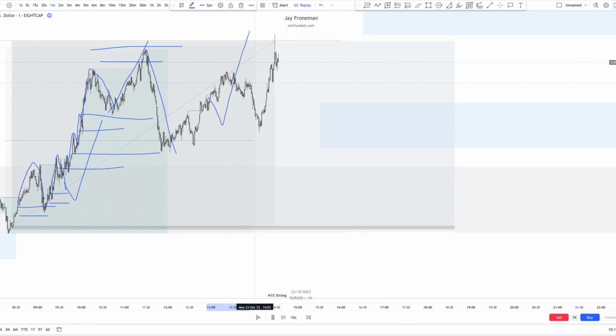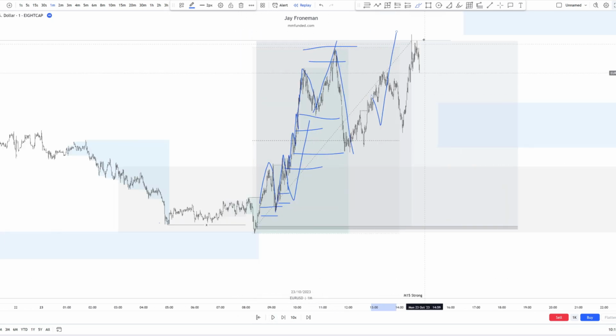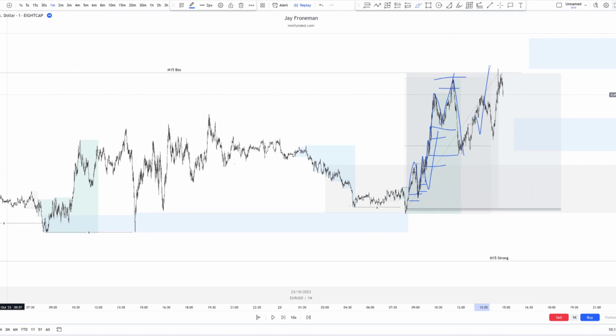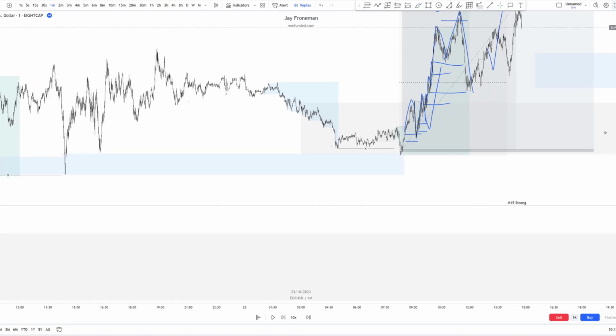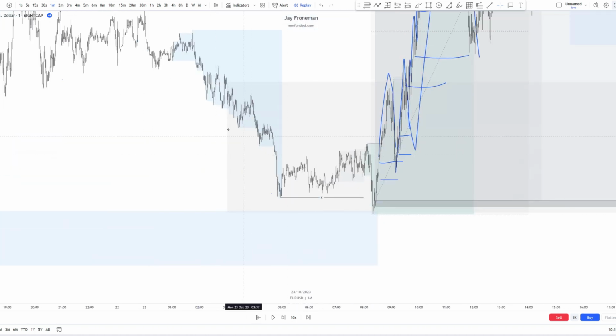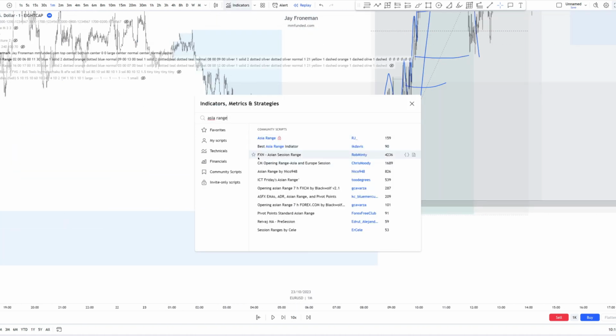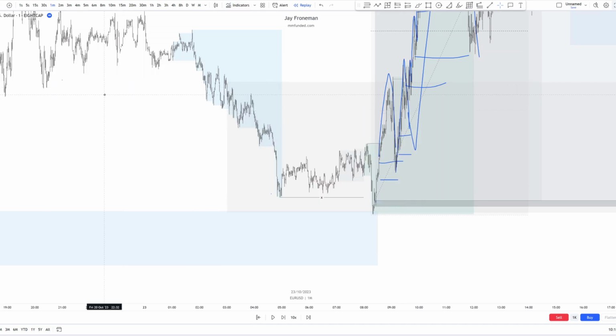That pullback into the discount of that range, and we targeted the M15 week highs for a full 27 risk to reward. So what I'm trying to get to over here is the supply and demand zones with the Asian liquidity. This indicator is called FXN, Asia Session Range, by Rob Minty. I recommend you highlight this or leave it a star, and it highlights the Asian Session Range.